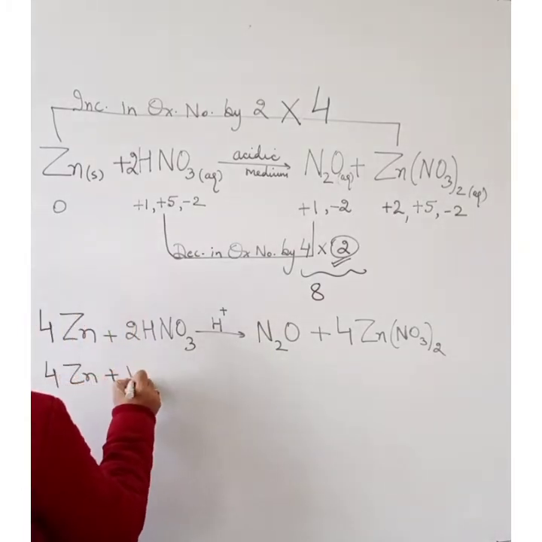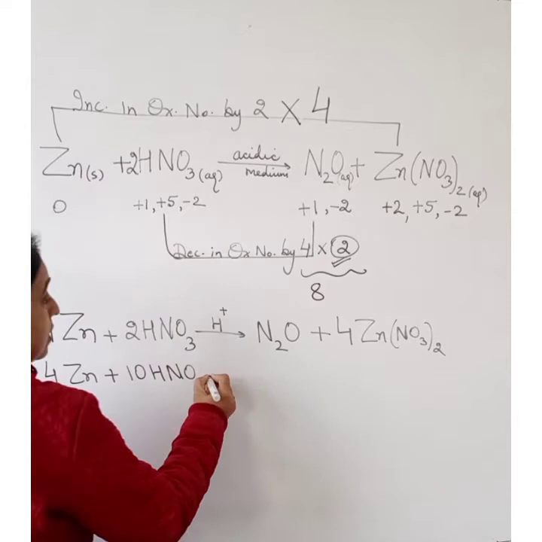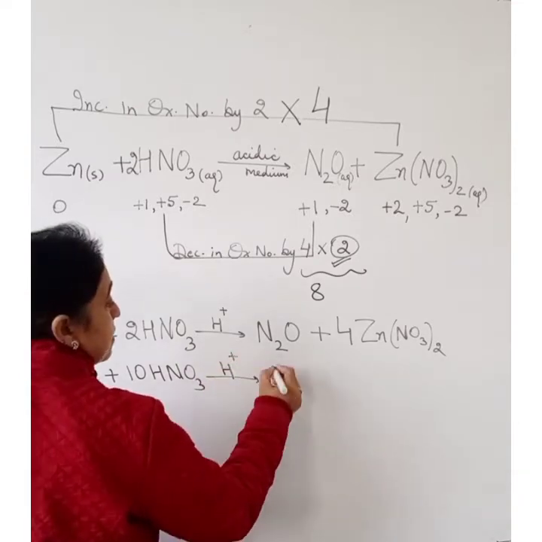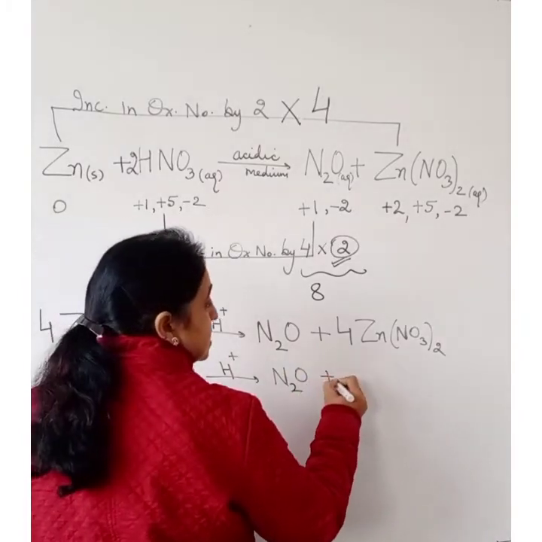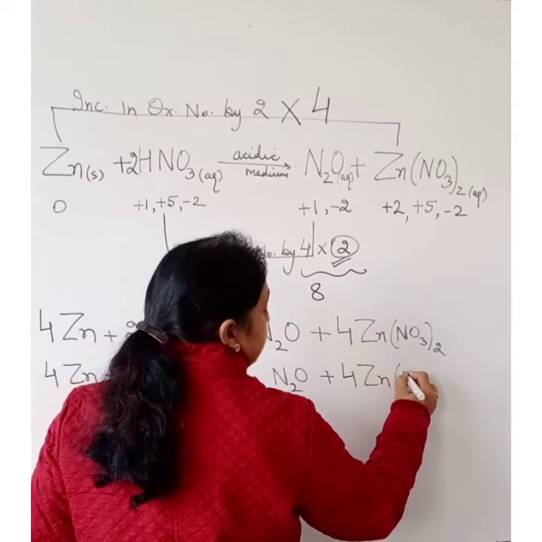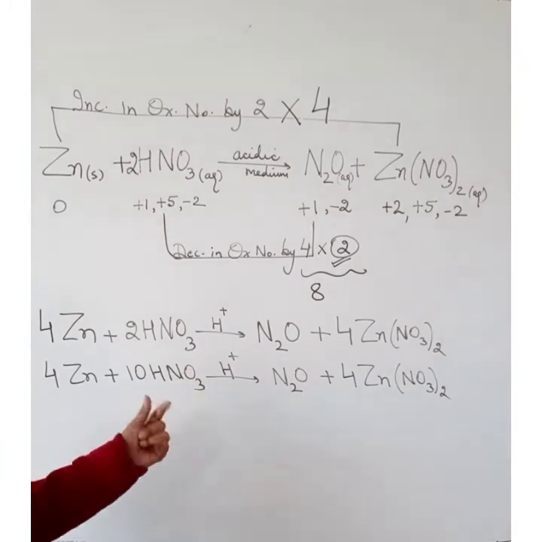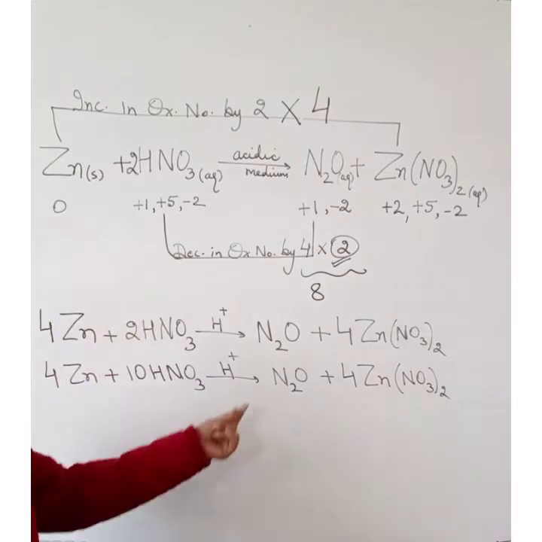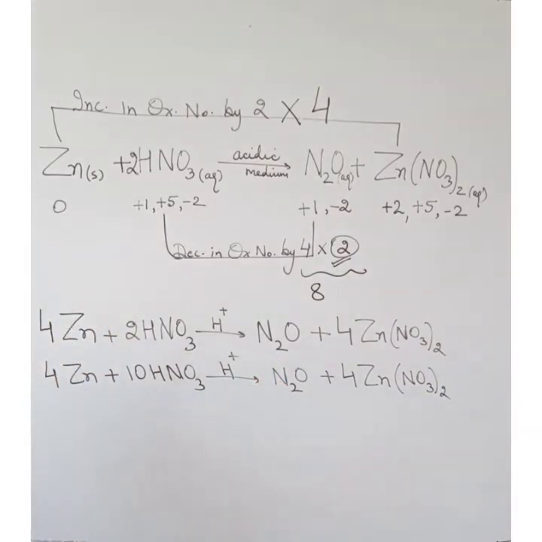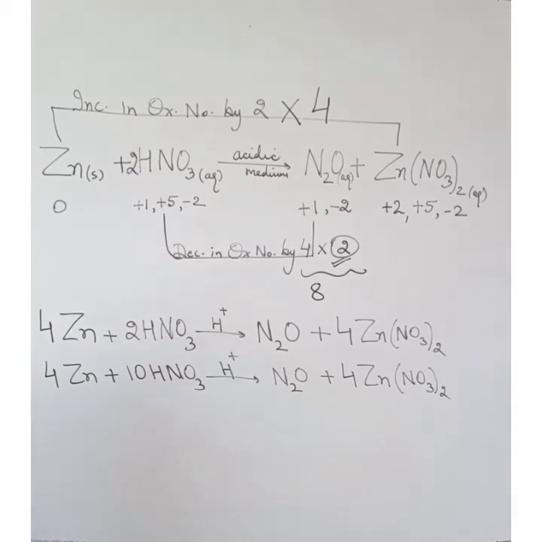4Zn plus 5 2s are 10 HNO3 in acidic medium forms N2O plus 4Zn(NO3)2. Again recheck, 4 zinc, 10 nitrogen, 2 and 4 2s are 8 and 2, 10. All the other atoms are balanced. Now balance the charges. We don't have any charge on this side, we don't have any charge on this side. So charges are already balanced.